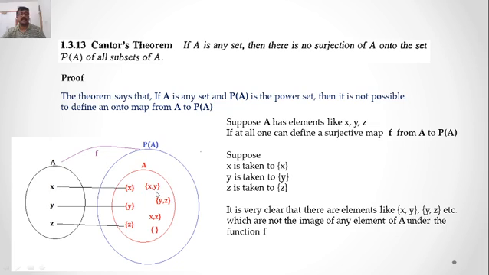So f of x, let us take the set {x}. f of y is equal to the set {y}. f of z is equal to the set {z}. Clearly, the function is defined, but there are elements remaining here which do not have any connection with elements of A. So, this f cannot be a surjection from A onto P(A).